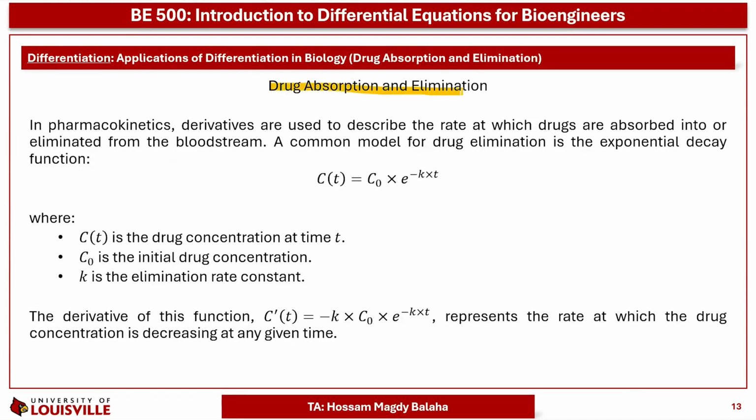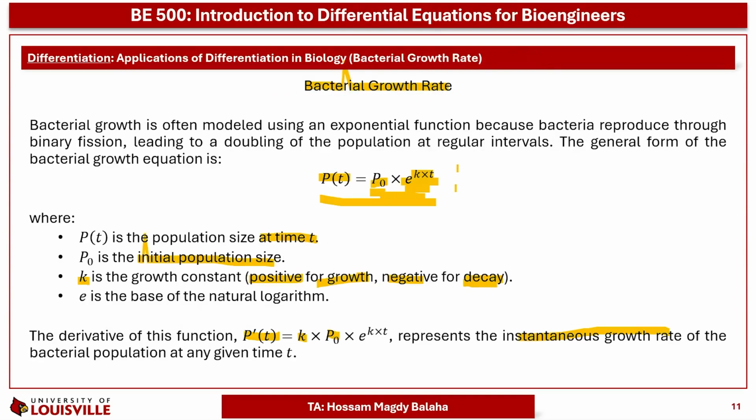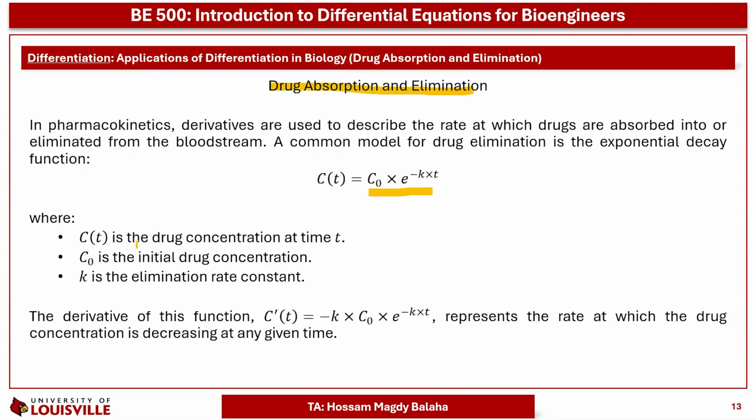The second example is drug absorption and elimination, and the derivatives here are used to describe the rate at which drugs are absorbed into or eliminated from the bloodstream. There is a common model for drug elimination, which is the exponential decay function C0 multiplied by e to the power of negative kt. It looks like the bacterial growth rate, but instead of a positive k, we have a negative k. As we mentioned, positive k for growth and a negative k for decay. And C0 is the initial drug concentration, and k is the elimination rate constant in this function.